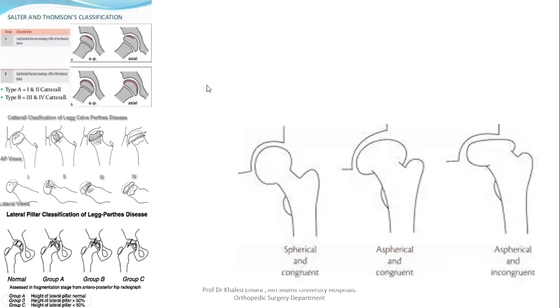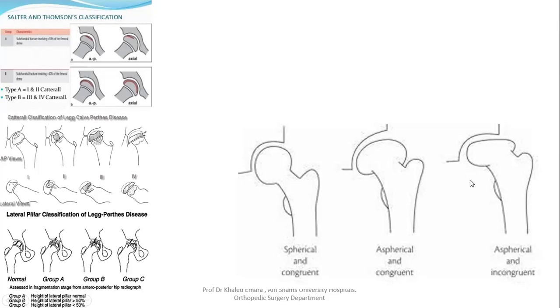depend on the classic classifications of Perthes disease, because classifications, either Salter and Thompson or lateral pillar or Catterall classification, are all dependent on X-ray, which doesn't show the cartilage and the surface of the hip. On the other hand, it shows the stages, but not the severity. We count on the Stulberg classification, which is mainly either spherical and congruent, or aspherical and congruent, or aspherical and incongruent.